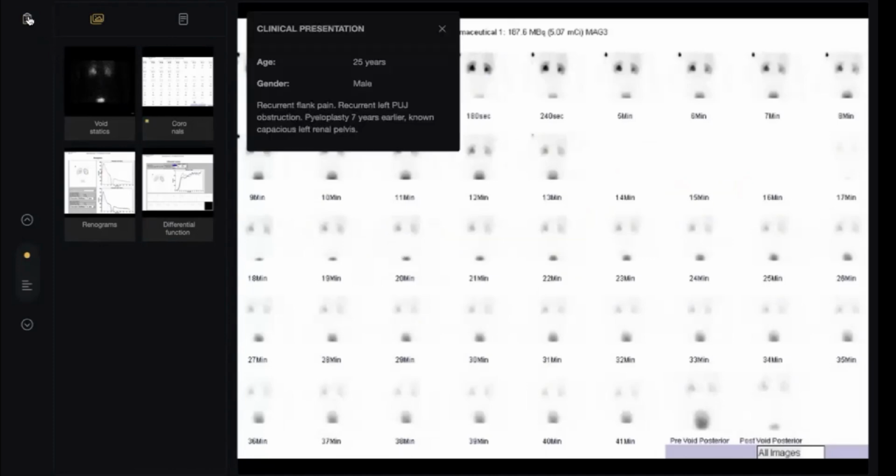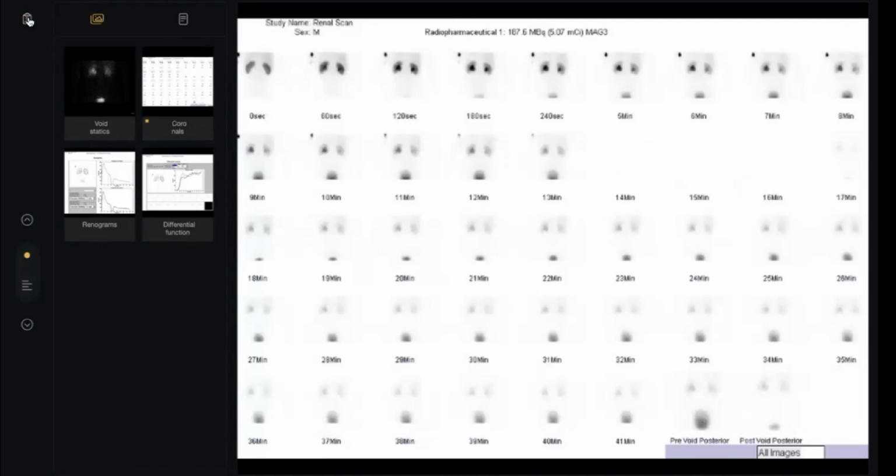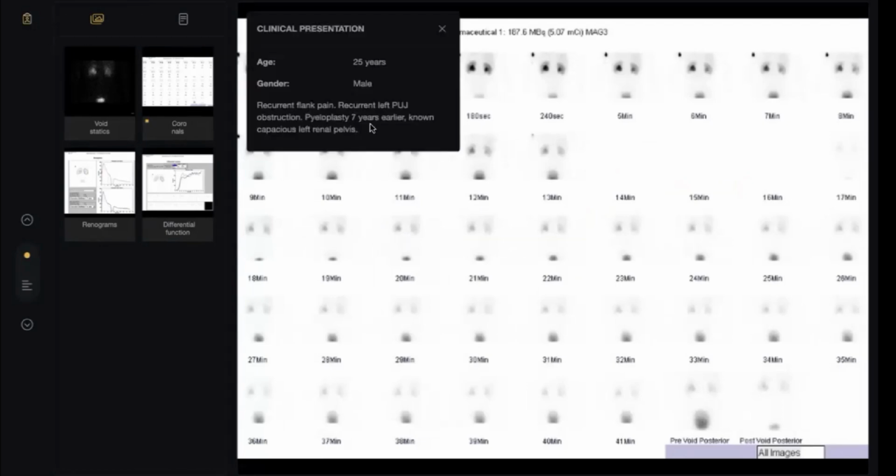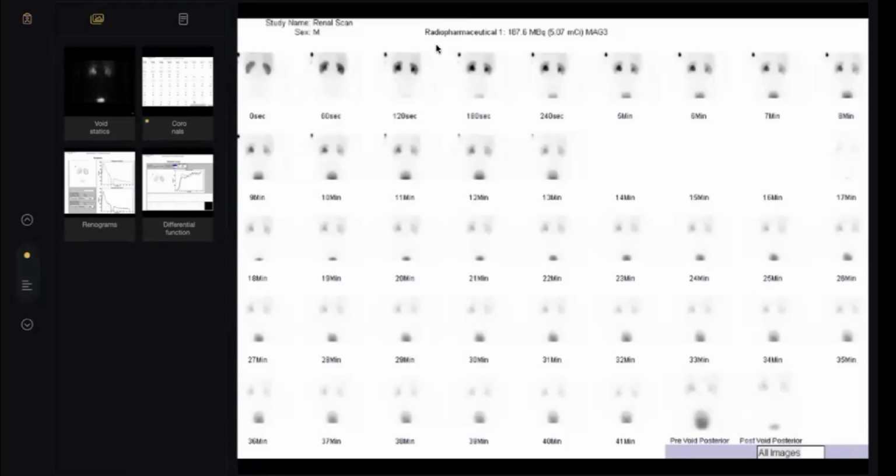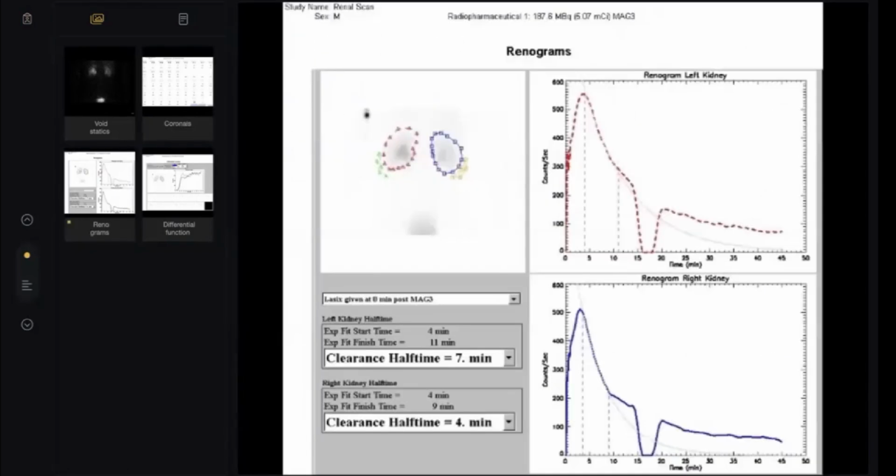This patient has no hypertension, by the way. This patient has left PUJ obstruction, old, and has undergone a pyeloplasty. So, sir, that means it's working fine. Excellent. So what do you think? Normal or abnormal? Normal, as the difference is less than 10 minutes. Excellent. So this is normal.